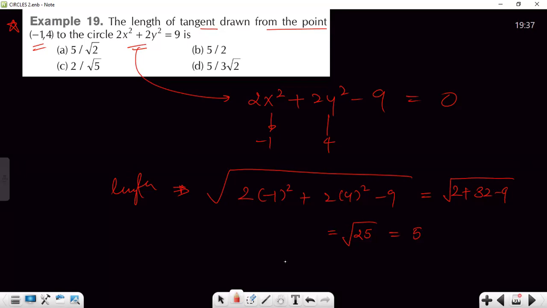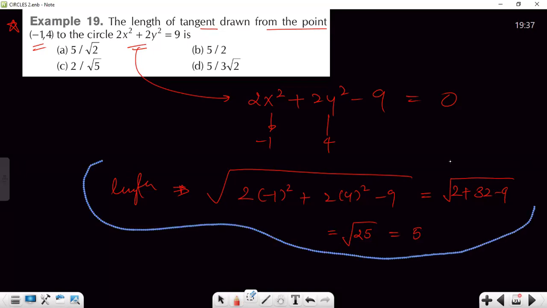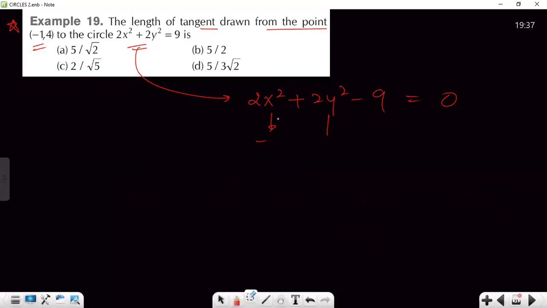I'm making one mistake. Actually, what we are doing here is not finding the equation of circle rightly. This is not how we write the equation of circle, because the coefficients of x square and y square have to become 1. So we divide both sides by 2.